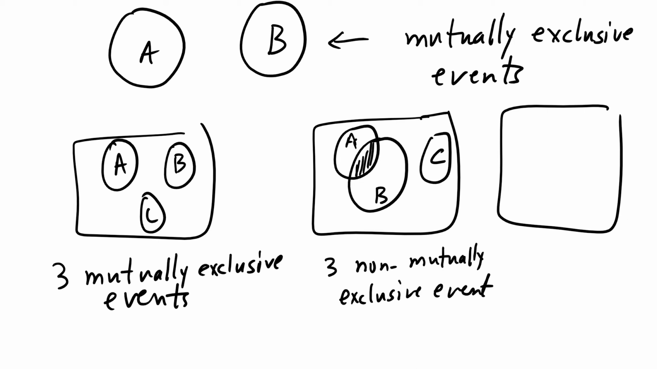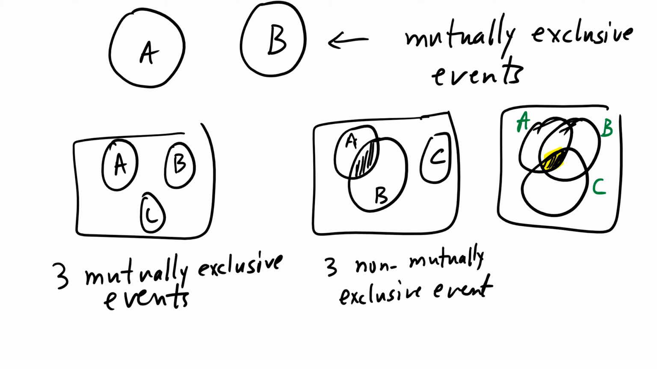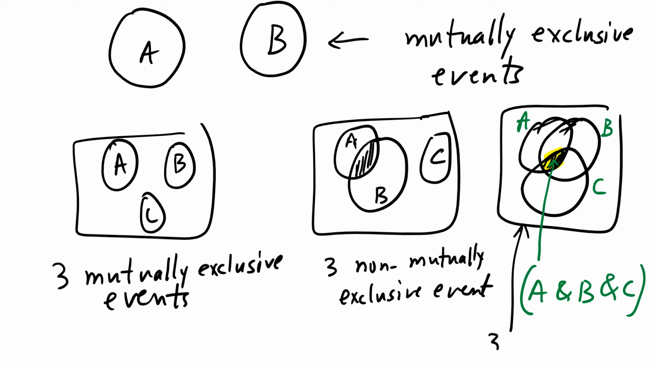And what about if all of them have something in common? Something in common, which is going to be this one. That's where they all overlap. Let me highlight it with yellow. This highlighted part is where the 3 events overlap. The yellow part is called A and B and C. Again, these are called 3 non-mutually exclusive events.